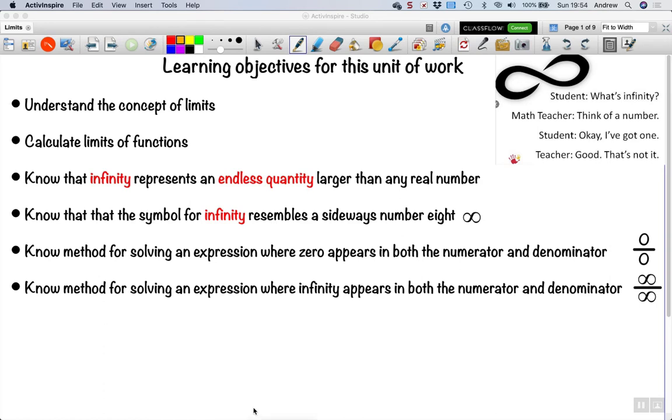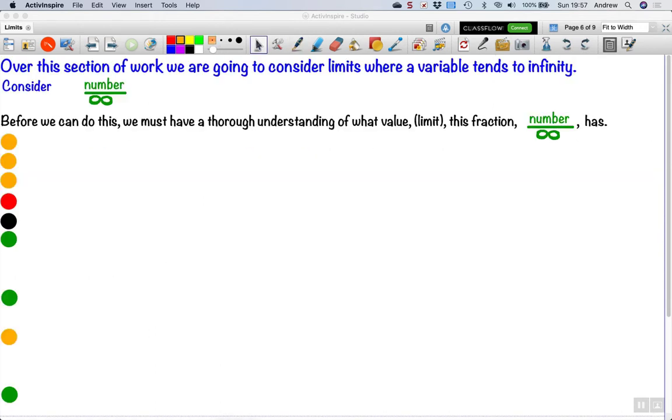This video is part 2 of 2 learning objectives for this unit, work you've already copied down when you were doing part 1. Over this next section we're going to look at work where we're dividing by infinity. So a number is going to be divided by infinity, and we need to have a thorough understanding as to what this means before we can go on to solve problems.